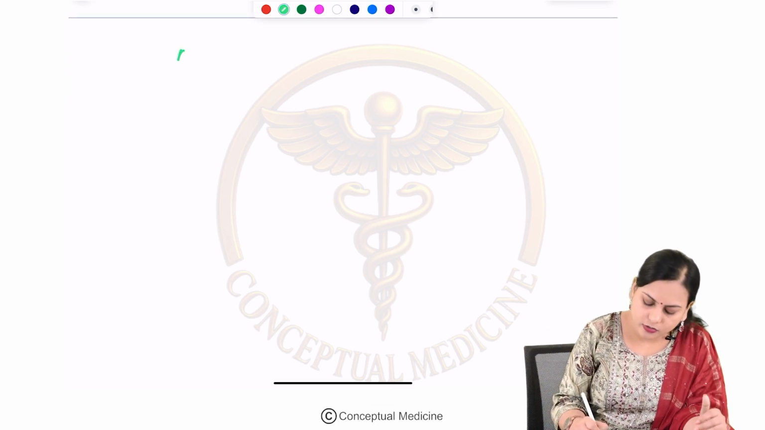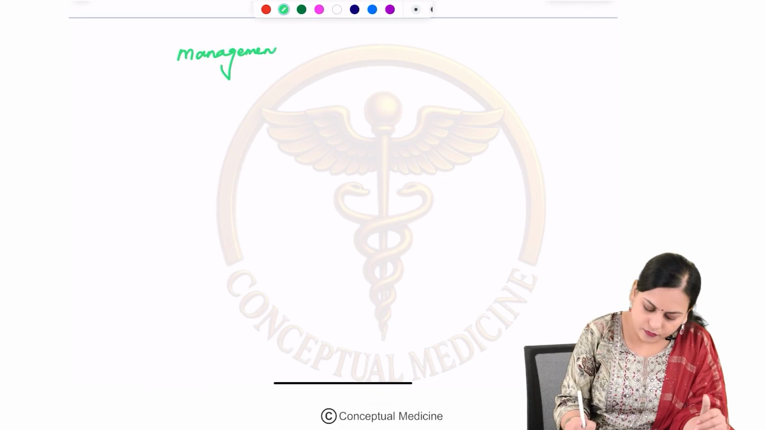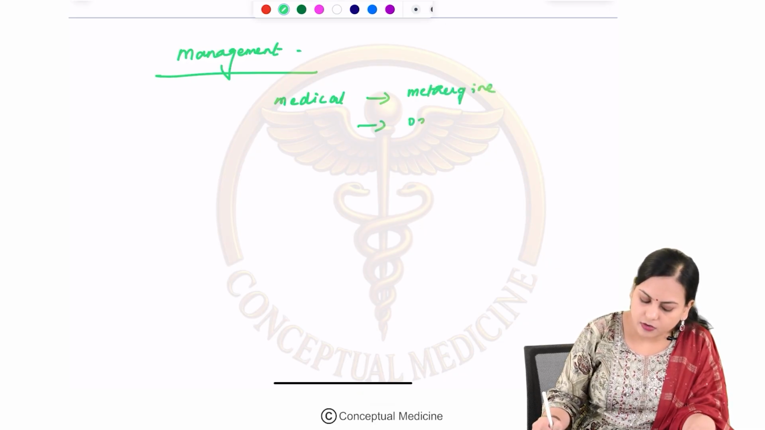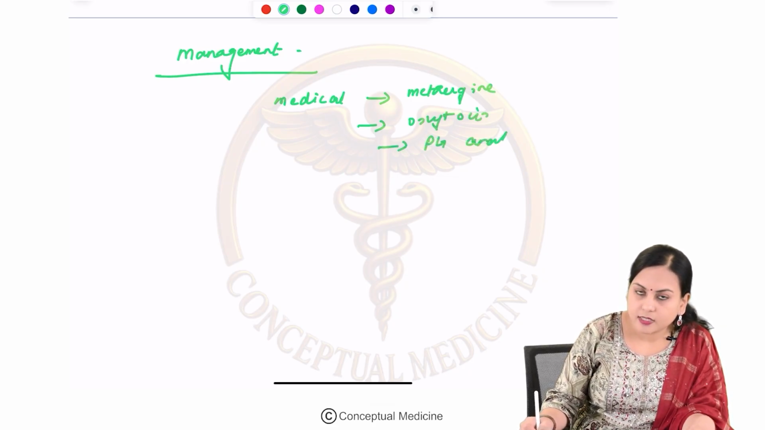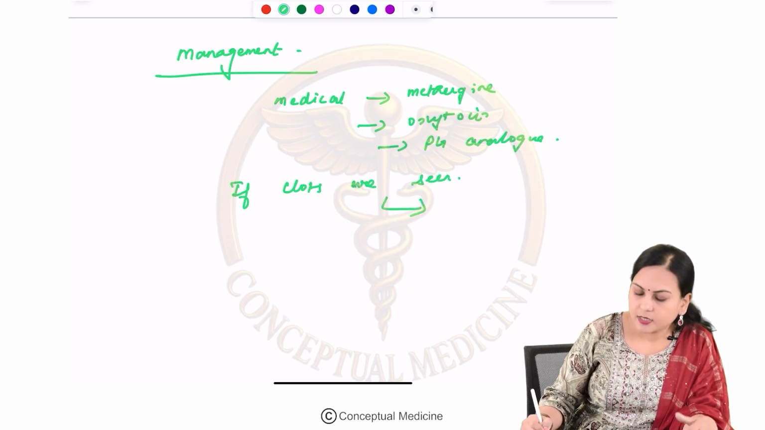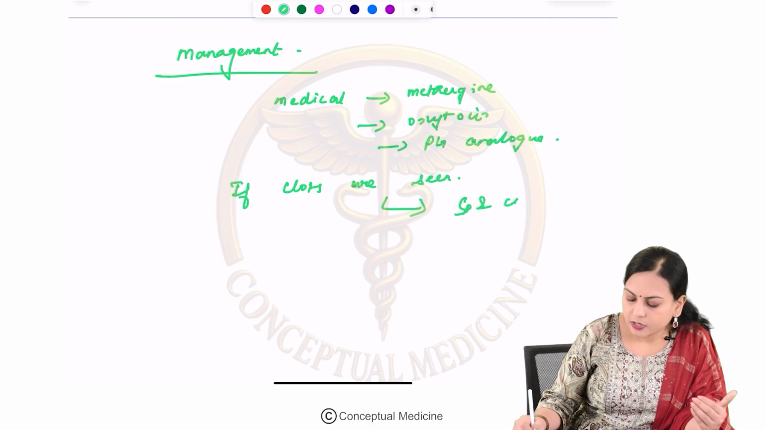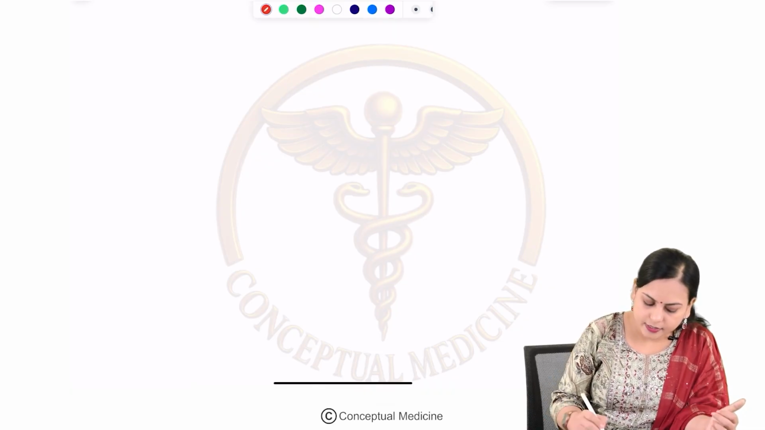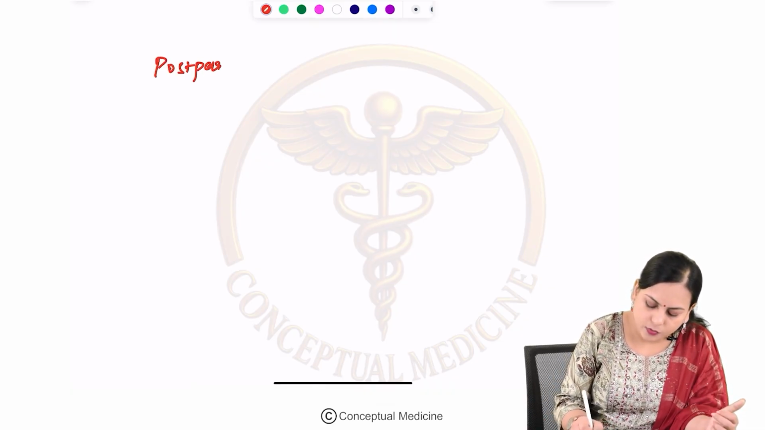So how are you going to manage? For management, you have to give medical management using methergine or oxytocin or even a prostaglandin analog. Clear? And if clots are seen in the uterine cavity, then you have to do a gentle suction and curettage as well.